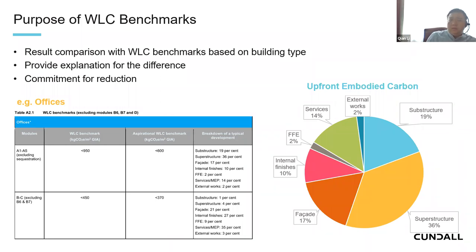Again, the GLA document says it's a sense check for people to explain the differences and to identify areas that they could focus on more. And it is also a way for people to make a commitment to reduction. From this process, by comparing the benchmark and by submitting your data, what the GLA is hoping to gain is a more consolidated carbon database, based on the submitted data, for them to draw updated benchmark values for future updates.